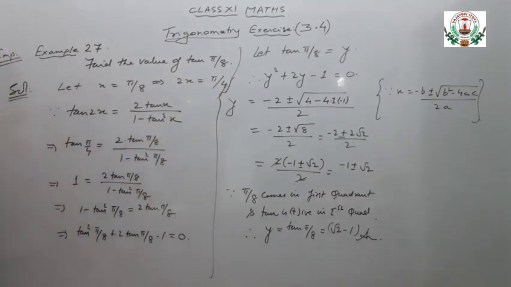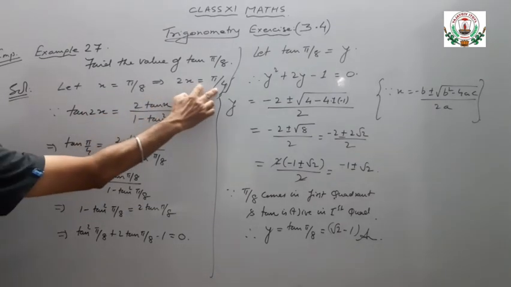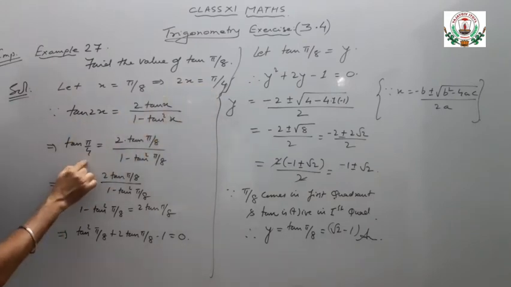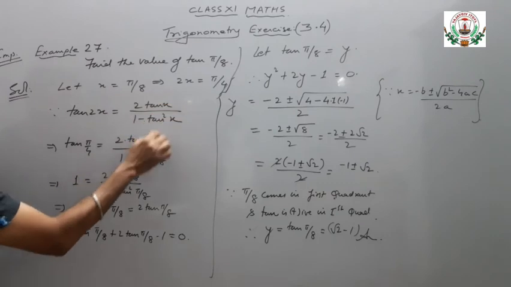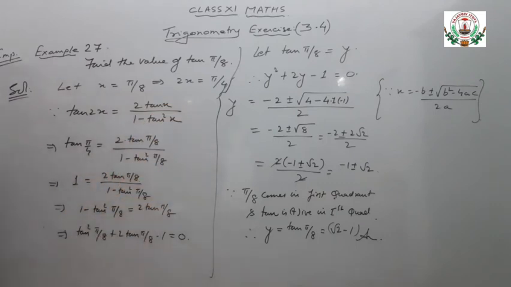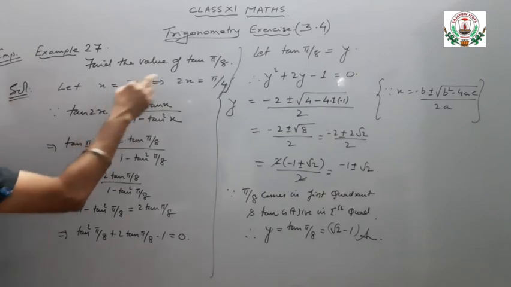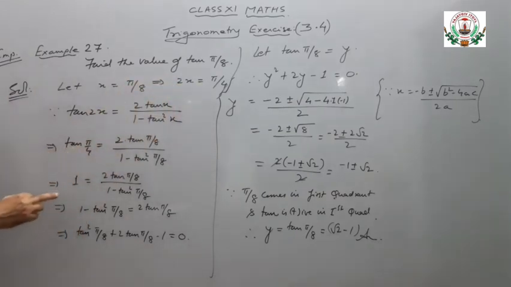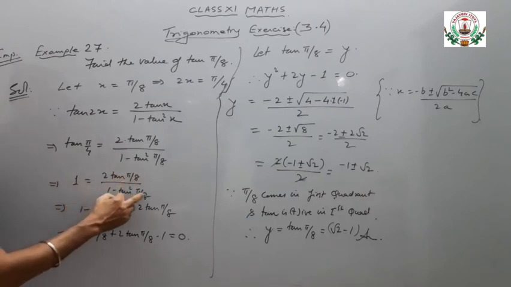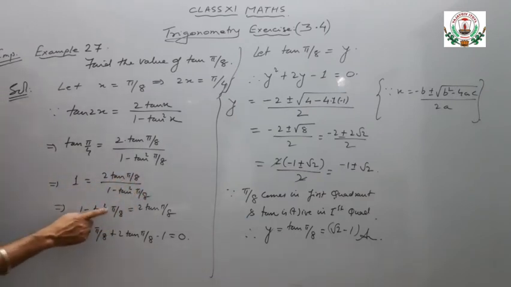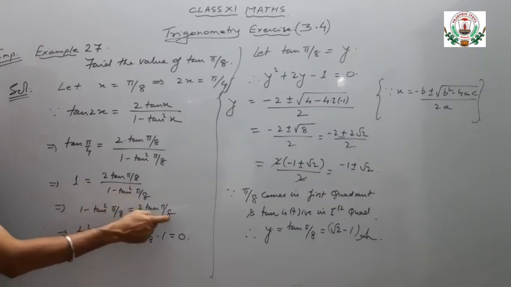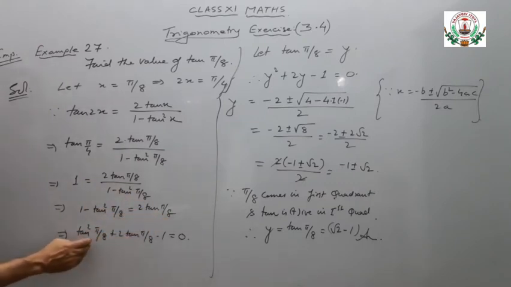Since we know that tan 2x equals 2 tan x upon 1 minus tan square x, that is, tan 2 theta equals 2 tan theta upon 1 minus tan square theta. So tan 2x, where 2x is pi by 4, becomes tan pi by 4, equals 2 tan x, where x is pi by 8, upon 1 minus tan square pi by 8. In place of x here we substitute pi by 8, and in place of 2x we substitute pi by 4. Tan pi by 4 is 1, so 1 equals 2 tan pi by 8 upon 1 minus tan square pi by 8. Cross multiply: 1 minus tan square pi by 8 equals 2 tan pi by 8. Just transpose: tan square pi by 8 plus 2 tan pi by 8 minus 1 equals 0.